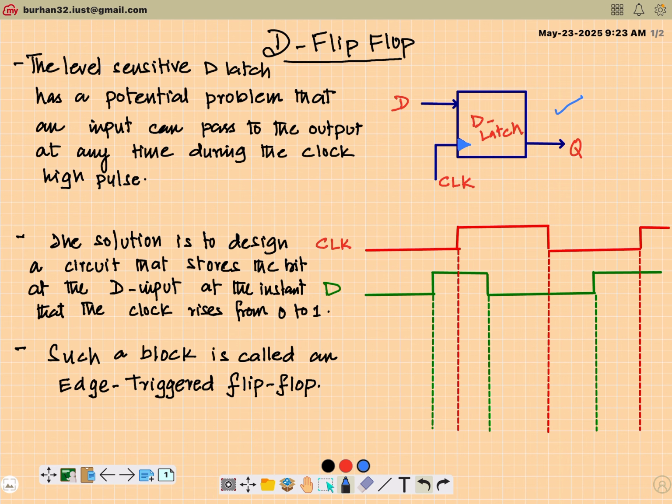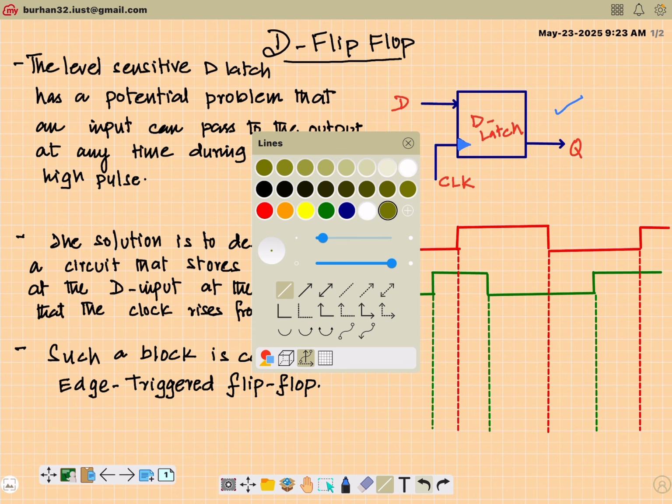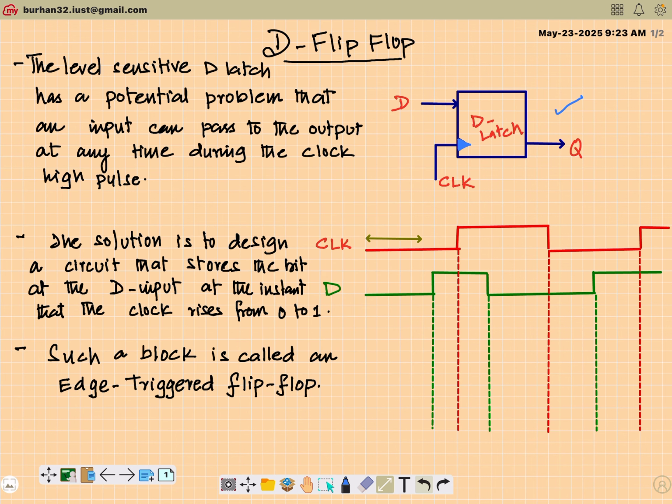So this is my clock signal that is low for some time. It has a low pulse for this duration. Then it has a high pulse for this duration. Like I said, it's a periodic signal. And then this is my D input. It is low for some time, then it goes high, then low and high.